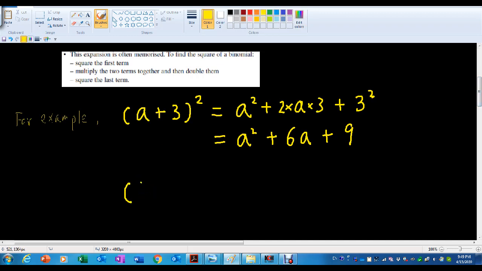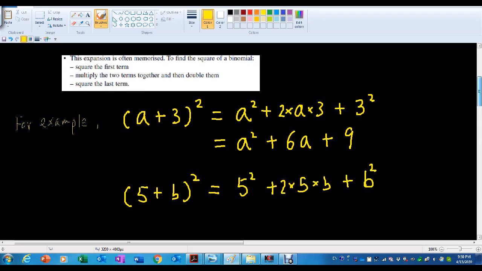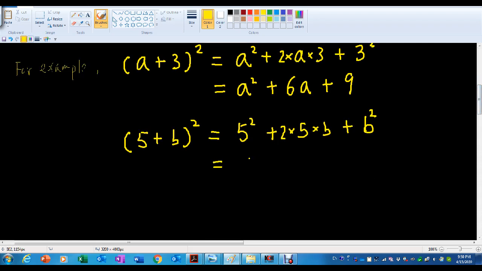Okay, this time I move a number to the front, the letter to the back. Okay, so how can we do this one? The same: square the first term. Okay, you multiply the 2 terms together and you double them. Okay, and then you square the last term. So that will do it. So that means 25 plus, this time, 10b plus b squared.